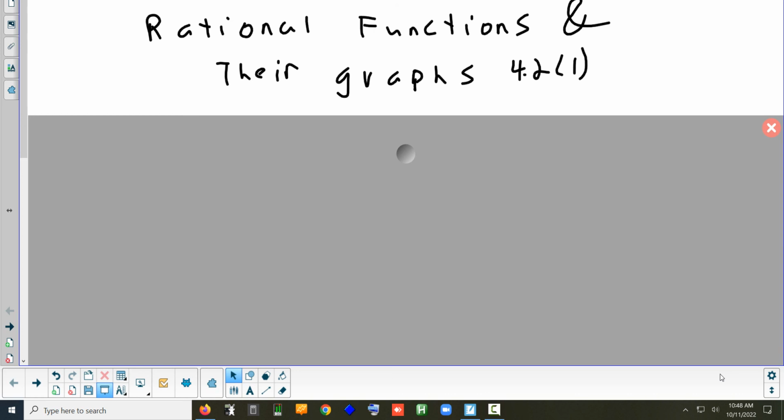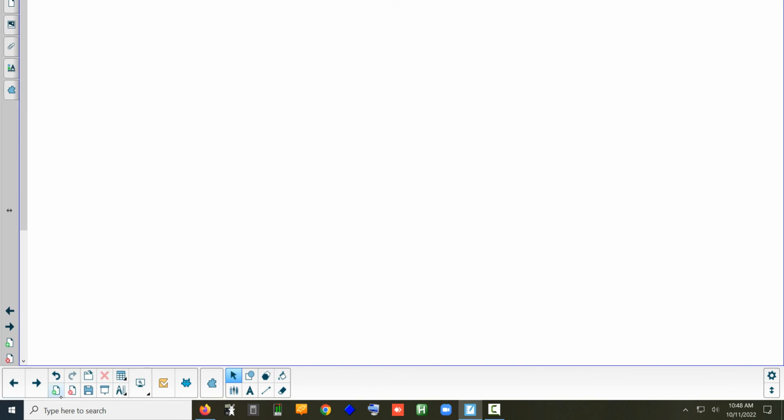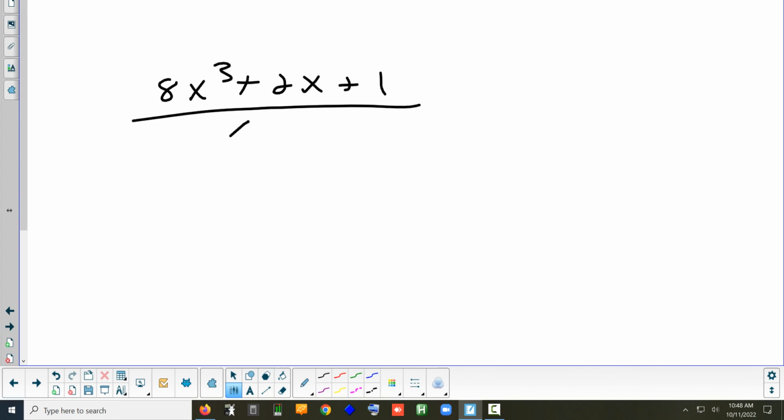Right, so we're going to look at two sections this week, 4.2 and 4.3. What we're focusing on in Chapter 4 is rational functions. So remember, just a reminder, a rational function is a function where you have a polynomial in the top and you have a polynomial in the bottom.